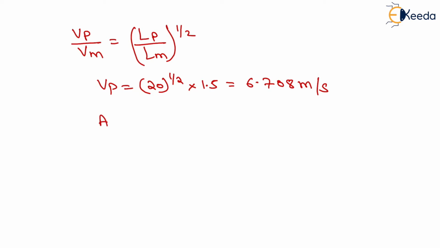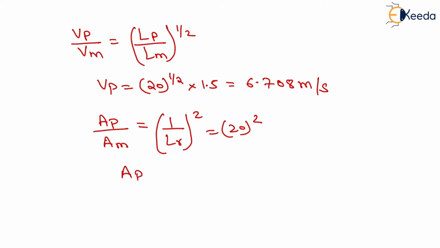Now we have to calculate the area of prototype. So area of prototype upon area of model will be equal to 1 upon LR whole square. So it will be equal to 20 square. Now area of prototype will be equal to 5 into 400. So it will be equal to 2000 meter square. That will be the area of prototype.